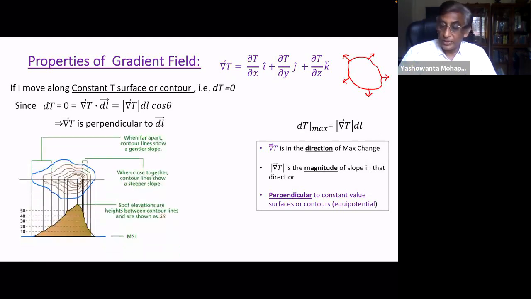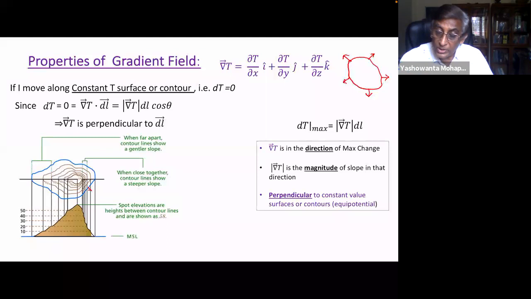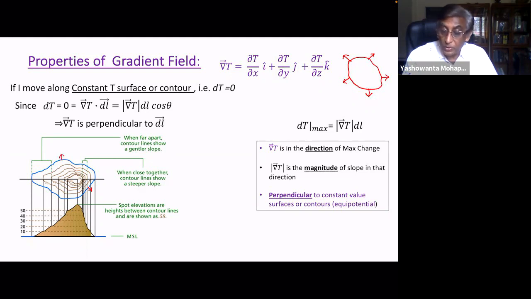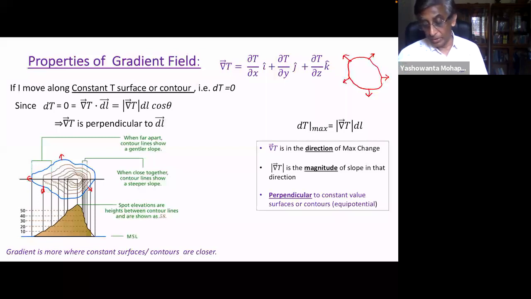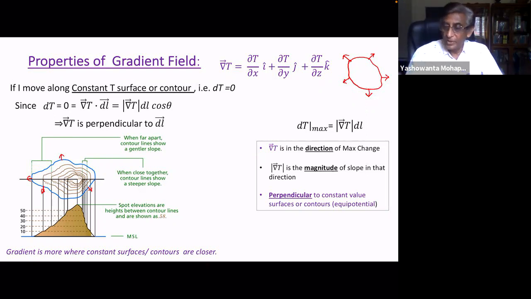So for example, these are the contour lines, and I want to know in which direction the maximum change occurs. I go at that point perpendicular to the contour. At this point grad t would be that, at this point grad t would be this, and so on and so on. That's an important property that we have to keep in mind. So the gradient is larger where constant surfaces or contours are closer, which I had said even earlier.